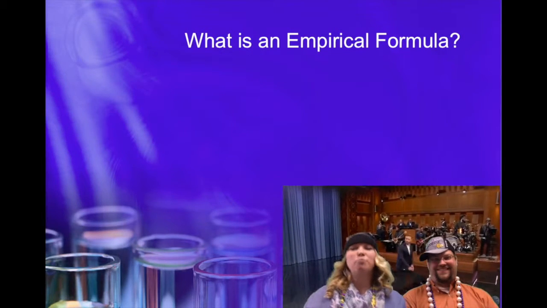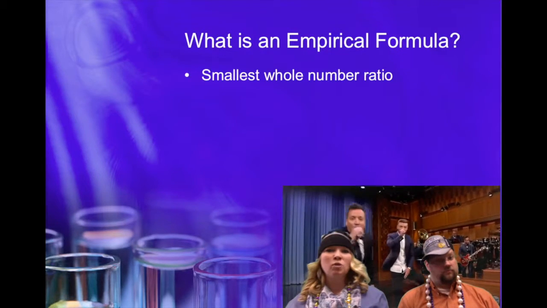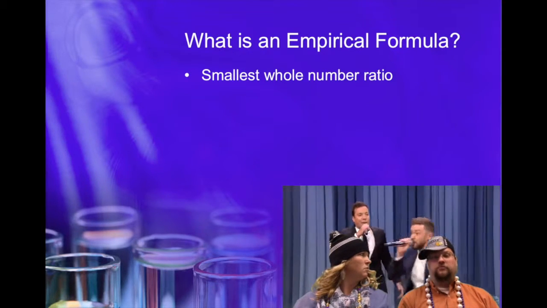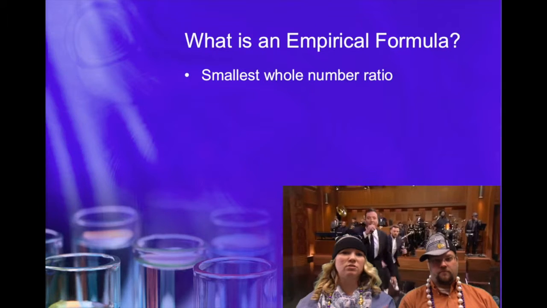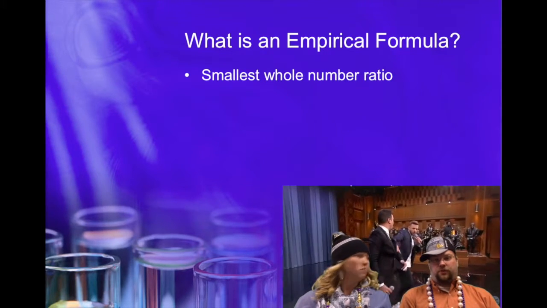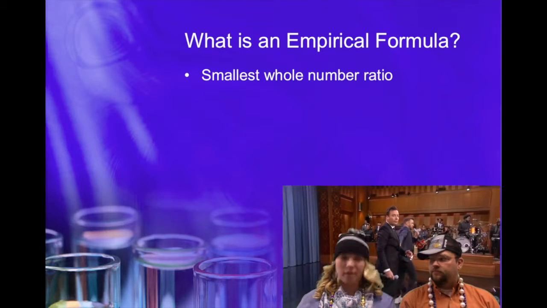Okay, so we'll start with what is an empirical formula. Well, it's the smallest whole number ratio of a formula. It's the smallest amount you can make. Like NaCl is the smallest whole number ratio: one Na, one Cl.